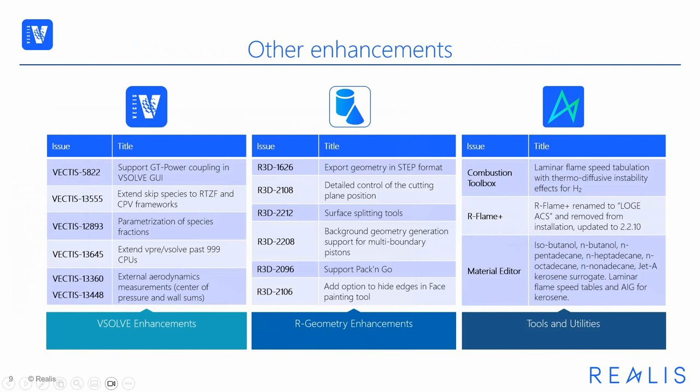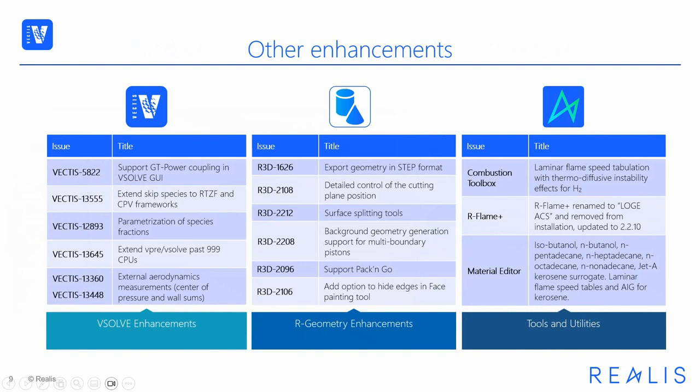Additional AGeometry-specific improvements include the improvement of the interoperability of AGeometry with other tools, where geometries can now be exported to the STEP format. We have a detailed position of the cutting plane for a better user experience. Surface splitting has been added to allow users to split surfaces, such as a piston, for example, for more accurate measurement. The background generation has been improved to support a case where pistons are split into multiple surfaces. And AGeometry now supports pack and go to improve data management. Finally, when painting surfaces, it is now possible to hide the edges of hidden surfaces for an enhanced user experience.